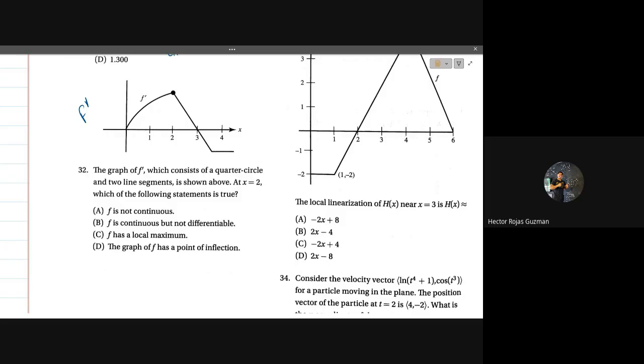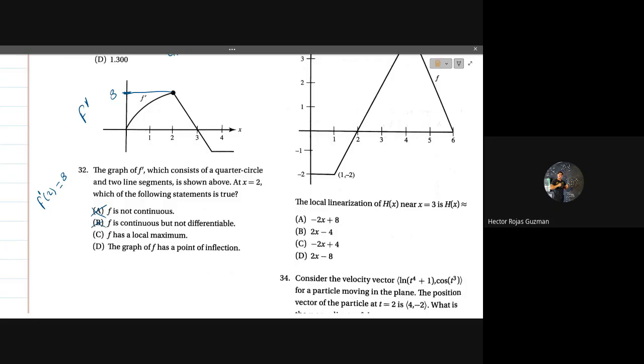At x equals 2, f is not continuous. Because we're looking at a derivative graph, that means f is differentiable. I can tell you that f prime of 2 is whatever this value is. I don't know what it is, but it's a value. And because the derivative exists, it's continuous. So that was false. F is continuous but not differentiable. Well, I just told you that it's differentiable. F prime of 2 is something. I'm just going to make up a number, 8. So, because I can see a derivative, it's differentiable.